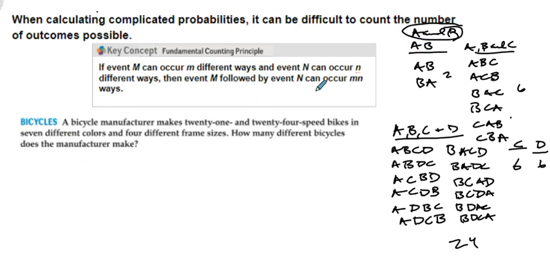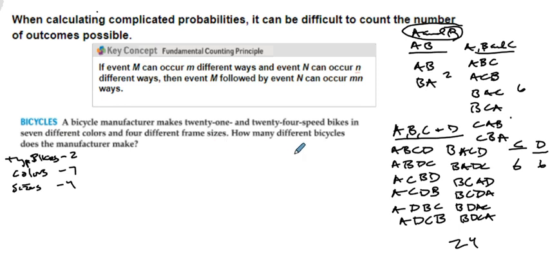What we do with the fundamental counting principle is take the number of ways each thing can happen and multiply them together. So let's look at this example. A bicycle manufacturer makes 21 and 24 speed bikes, so he makes 2 types of bikes, in 7 different colors, and 4 different frame sizes. How many different bicycles does the manufacturer make?